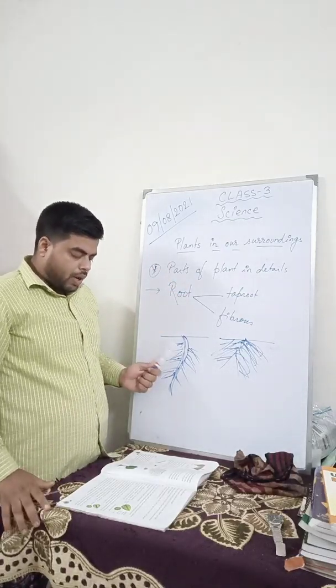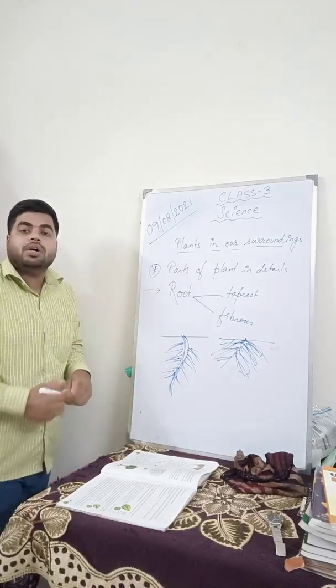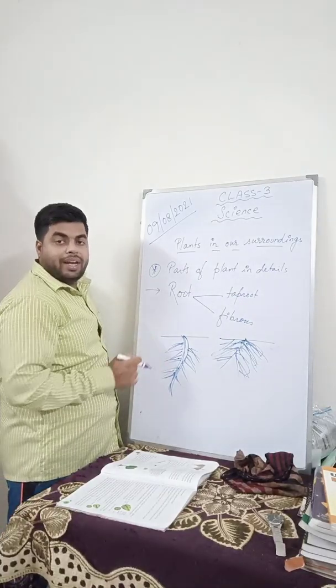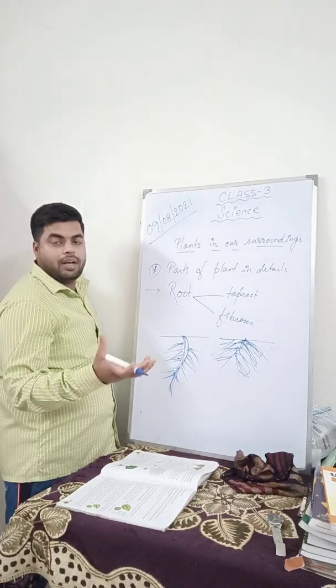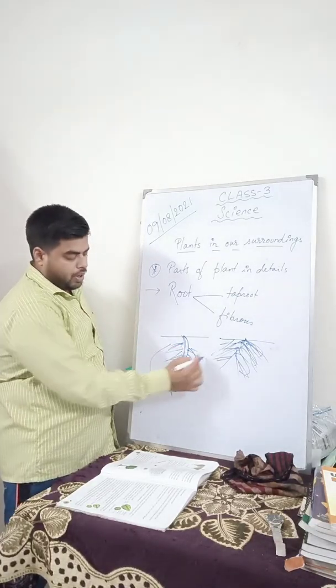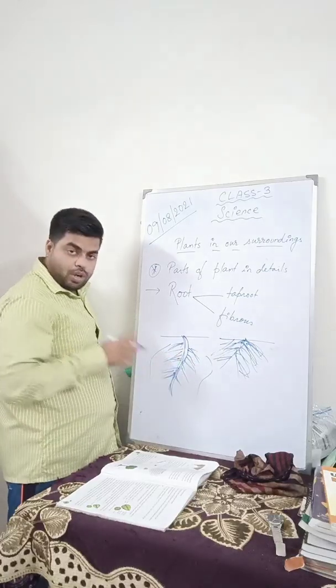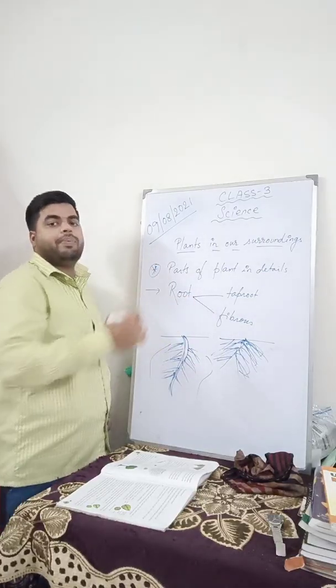It absorbs water and minerals from the soil and passes them to other parts. The main function of the root is to absorb the water and minerals that are present in the soil, and then after absorbing them, it transfers them to every part of the plant.